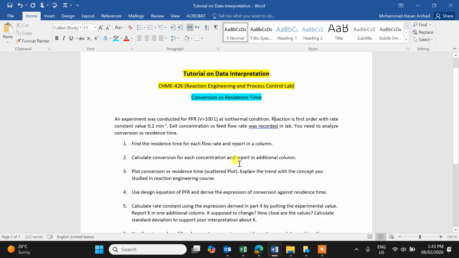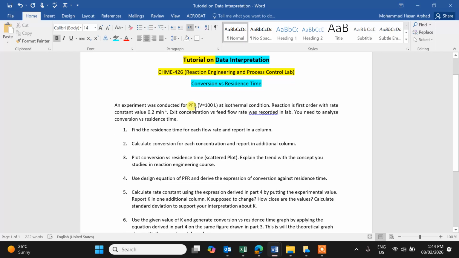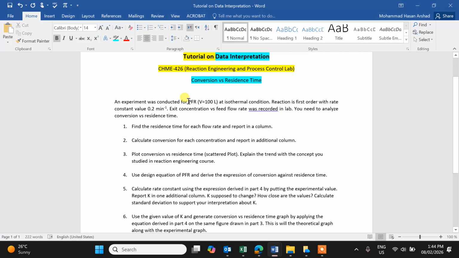Okay, welcome all. I'm going to explain in this video about data interpretation. So, if you have data from an experiment, how can you interpret it, how can you plot it, and so on. Okay, so this will be about conversion versus residence time. Suppose we have a PFR, plug flow reactor or tubular reactor.